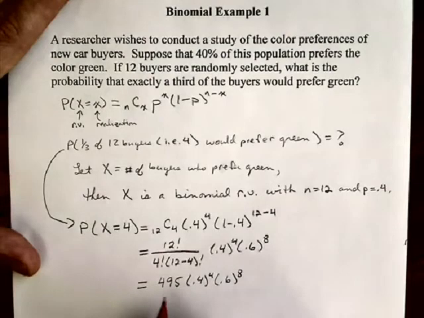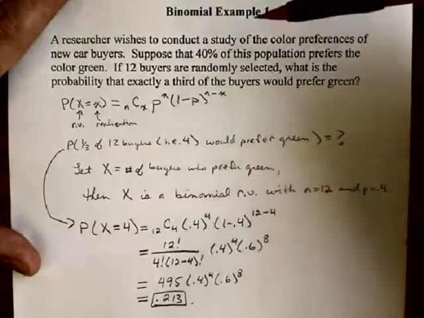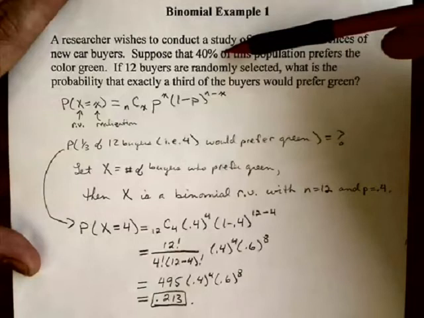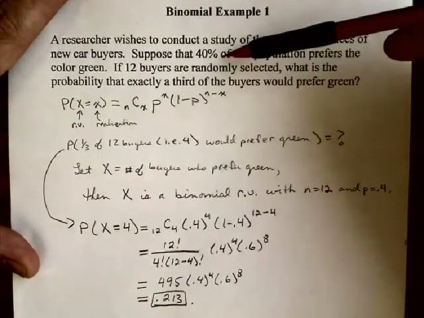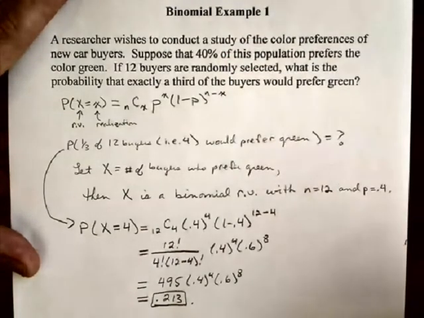And it turns out that if you punch this into your calculator, you get 0.213. So this is that probability here. So even though that given person has a 40% chance of preferring green, the chance that you'd get exactly 4 of 12 to prefer green would be just over 21% here.